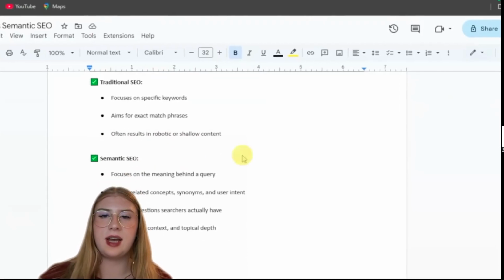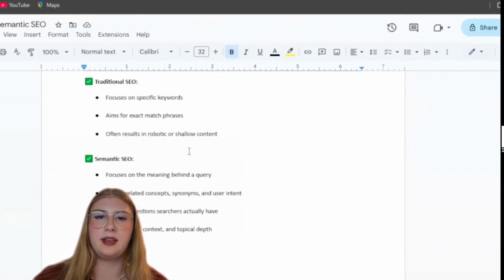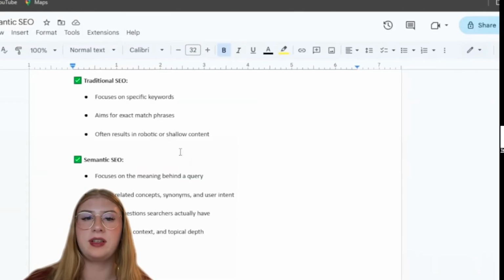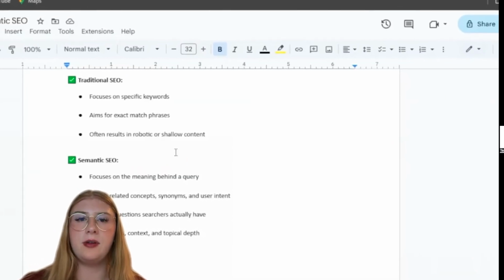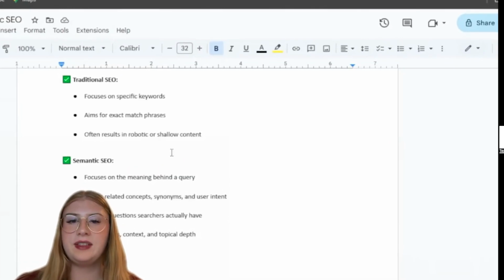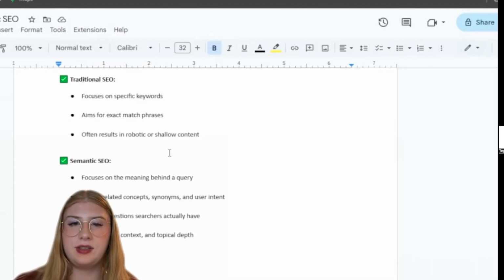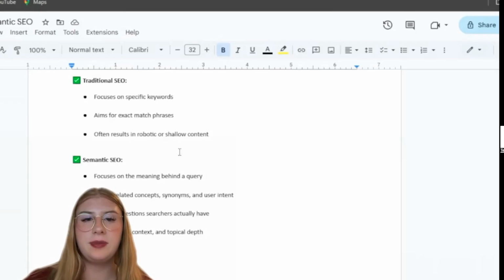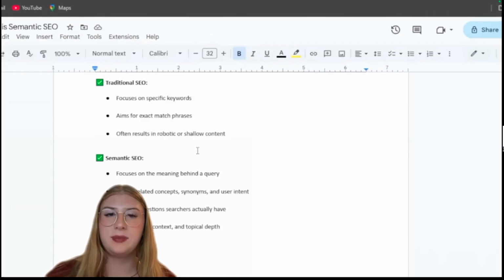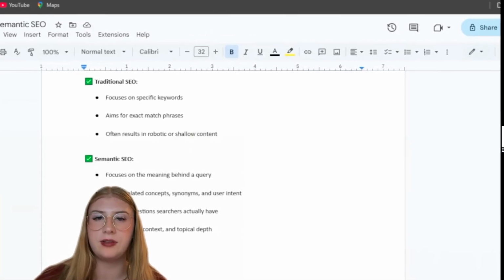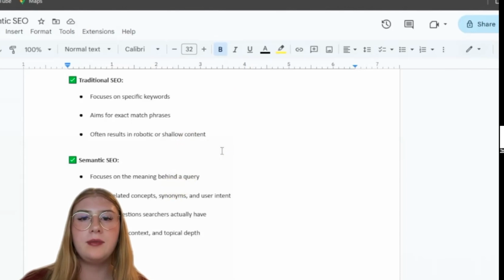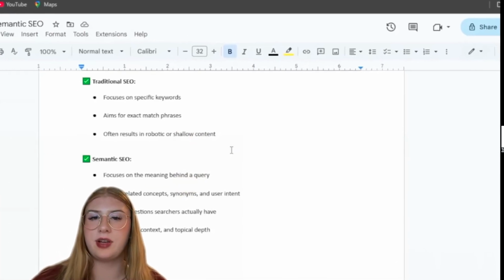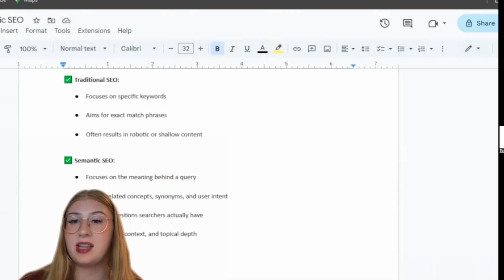You'll try to use the exact keyword several times within your content, signaling to Google that your article is centered around that specific topic. However, with semantic SEO, the focus shifts. Instead of emphasizing exact keyword matches, the goal is to target related concepts, synonyms, and ultimately to cater to your user's intent. Semantic SEO is less concerned with using a keyword multiple times and more focused on the overall context of the content. It aims to address broader topics and the related questions that your users may have.